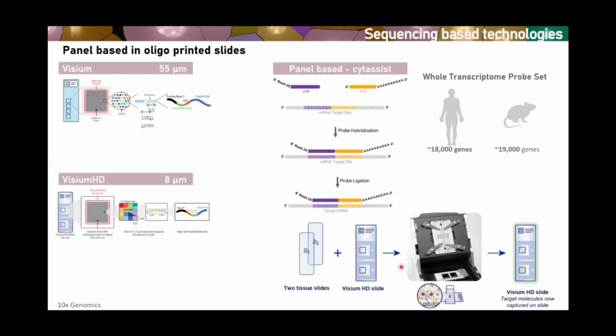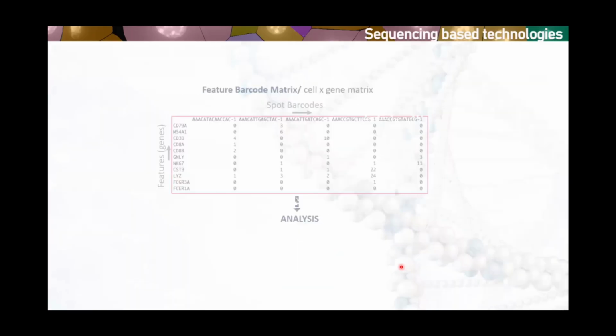And with this, in this machine, there is a process of RNA degradation and tissue permeabilization. Now the probes are the ones getting released and not the mRNA anymore because there is an RNase treatment. And then the probes are captured in our barcoded surface. This is my overview of the sequencing-based technologies.